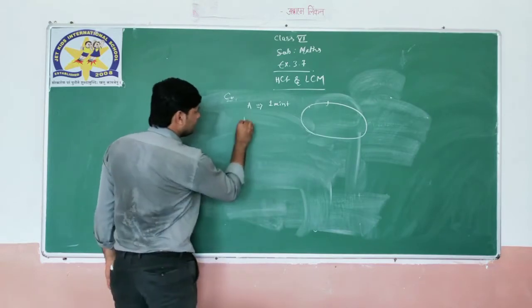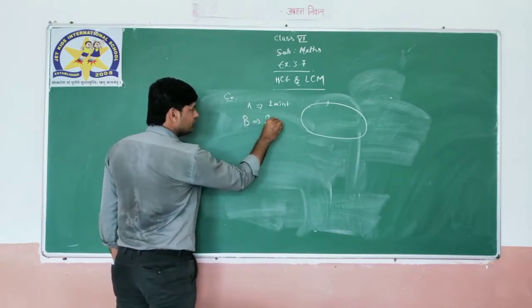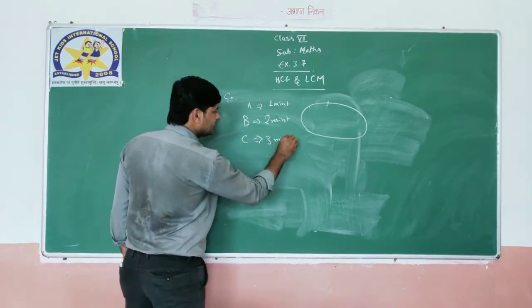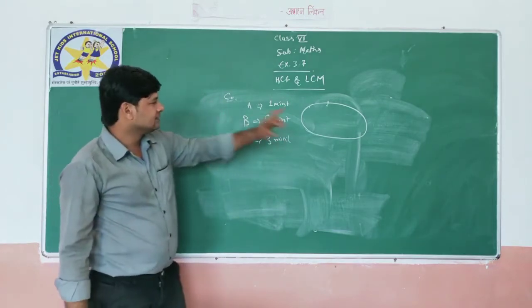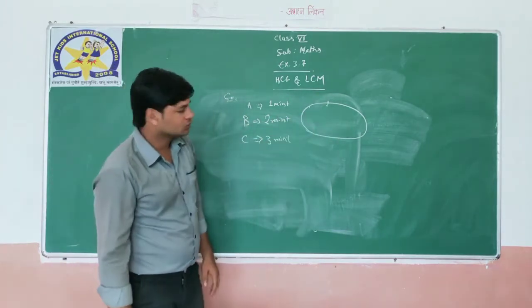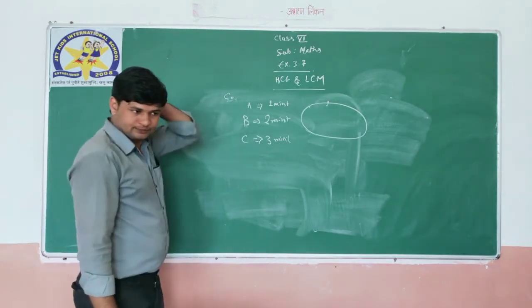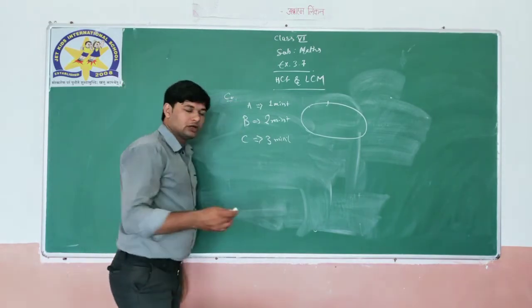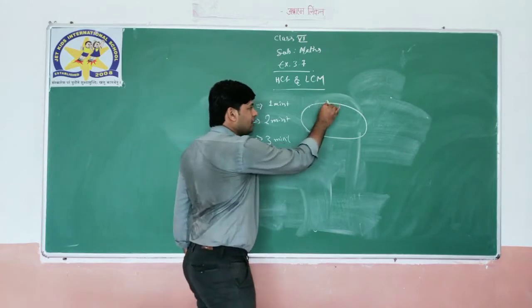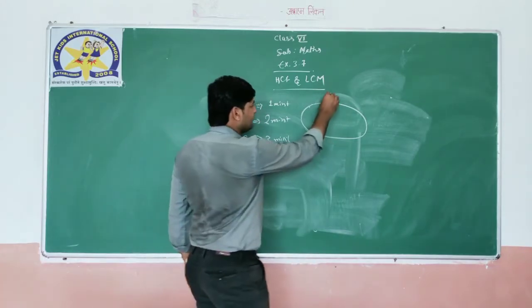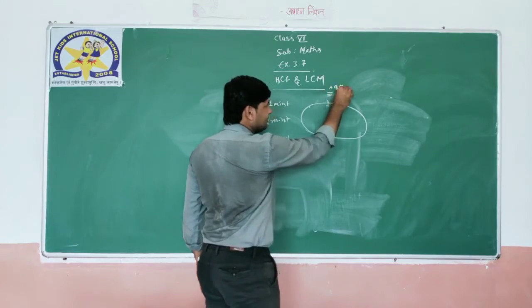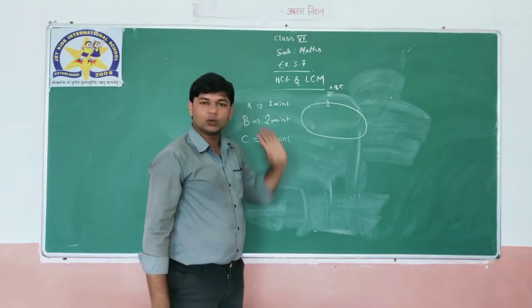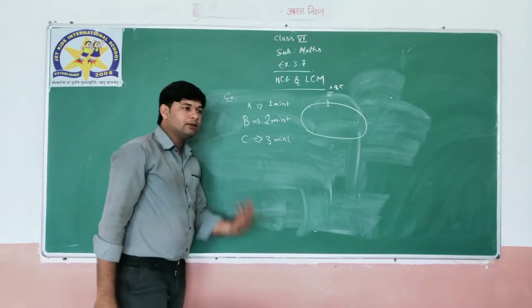They will start from here. B takes 2 minutes to complete one round. C takes 3 minutes to complete one round. Clear? Okay. Now, after how much time, what is the minimum time after which they will meet after starting? They start from here, A, B and C. So the question is, after how much time will they meet together over here after starting? What is the minimum time required?